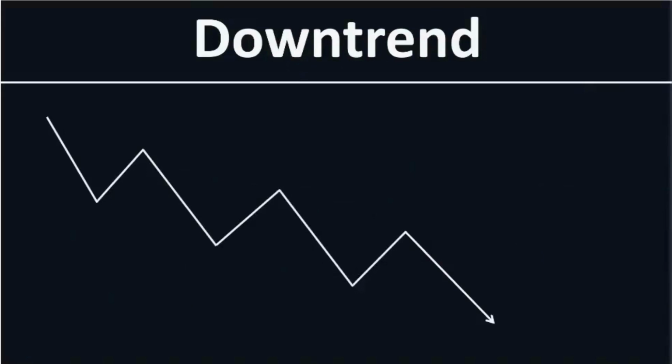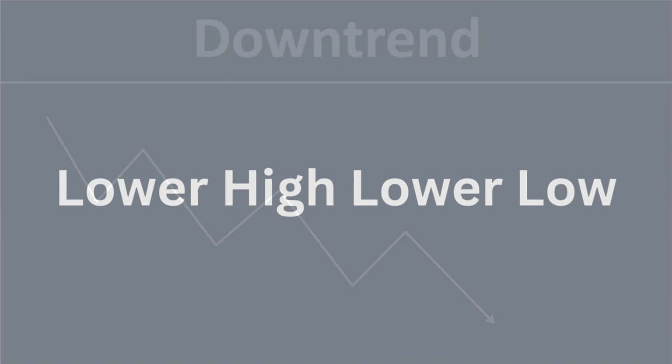Now let's understand the downtrend. When the stock is falling, when the stock is showing some bearish movement, it is said to be in a downtrend. And just like when the stock is in an uptrend, it forms a higher high and higher low pattern, when the stock is in a downtrend, it forms a lower high and lower low pattern.